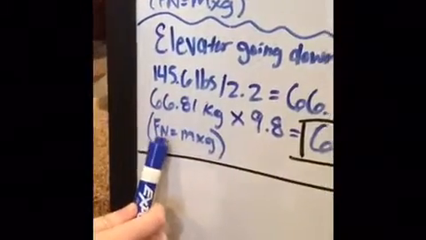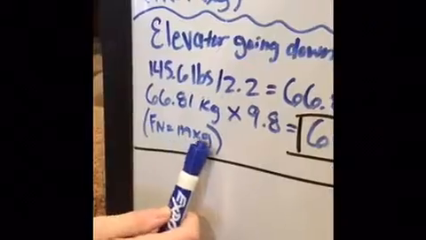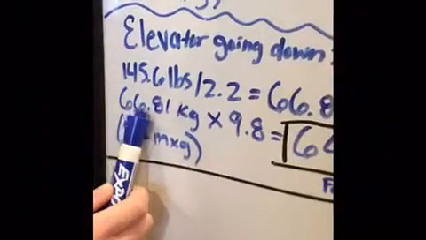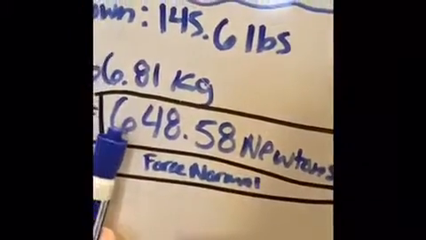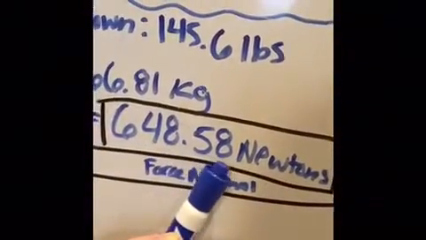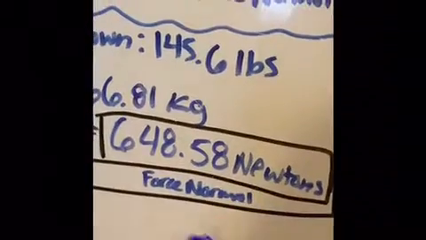Next, to find the force normal, we have to multiply the mass times the gravity, which is 66.81 kilograms by 9.8. We found 648.858 newtons to be our force normal.